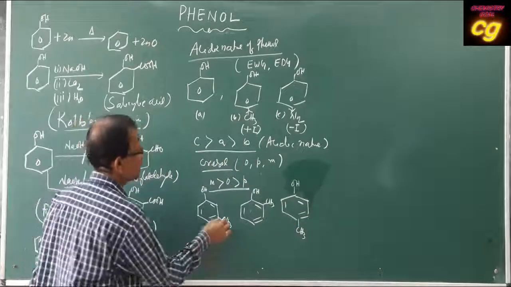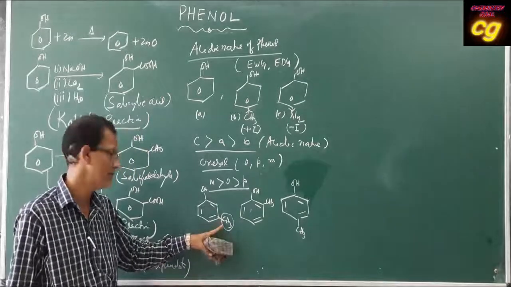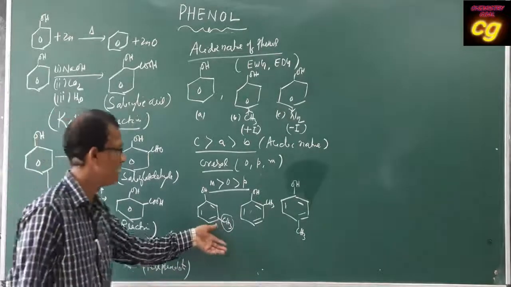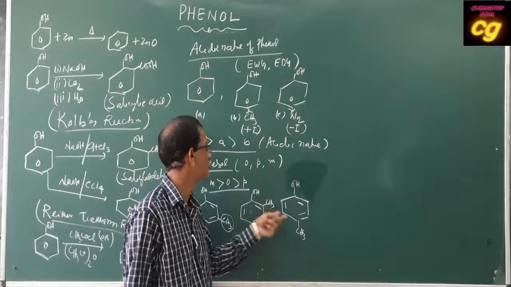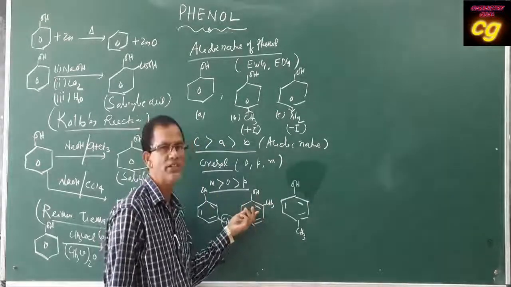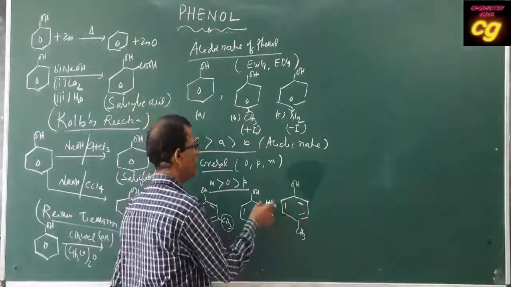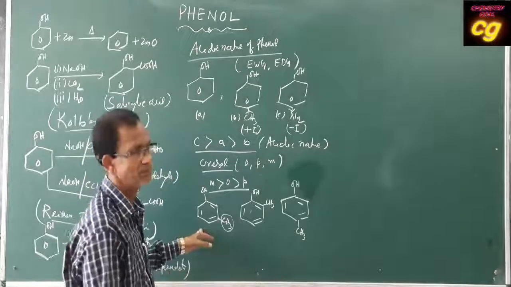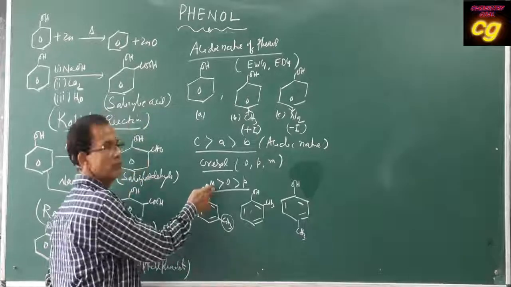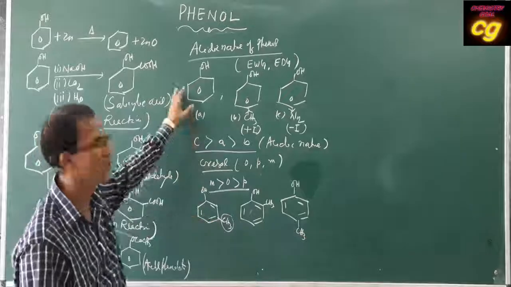Here what happens, at the meta position only the plus I effect is there, but no hyperconjugation. Hyperconjugation effect is very less at the meta position. Hyperconjugation effect is more at the ortho and para positions. That's why, due to hyperconjugation, it increases electron density. That's why the loss of proton will be slow. That's why para and ortho both are less acidic than meta, because there is no hyperconjugation effect at the meta position. So meta is more acidic than ortho than para. But all these three are less acidic than phenol.